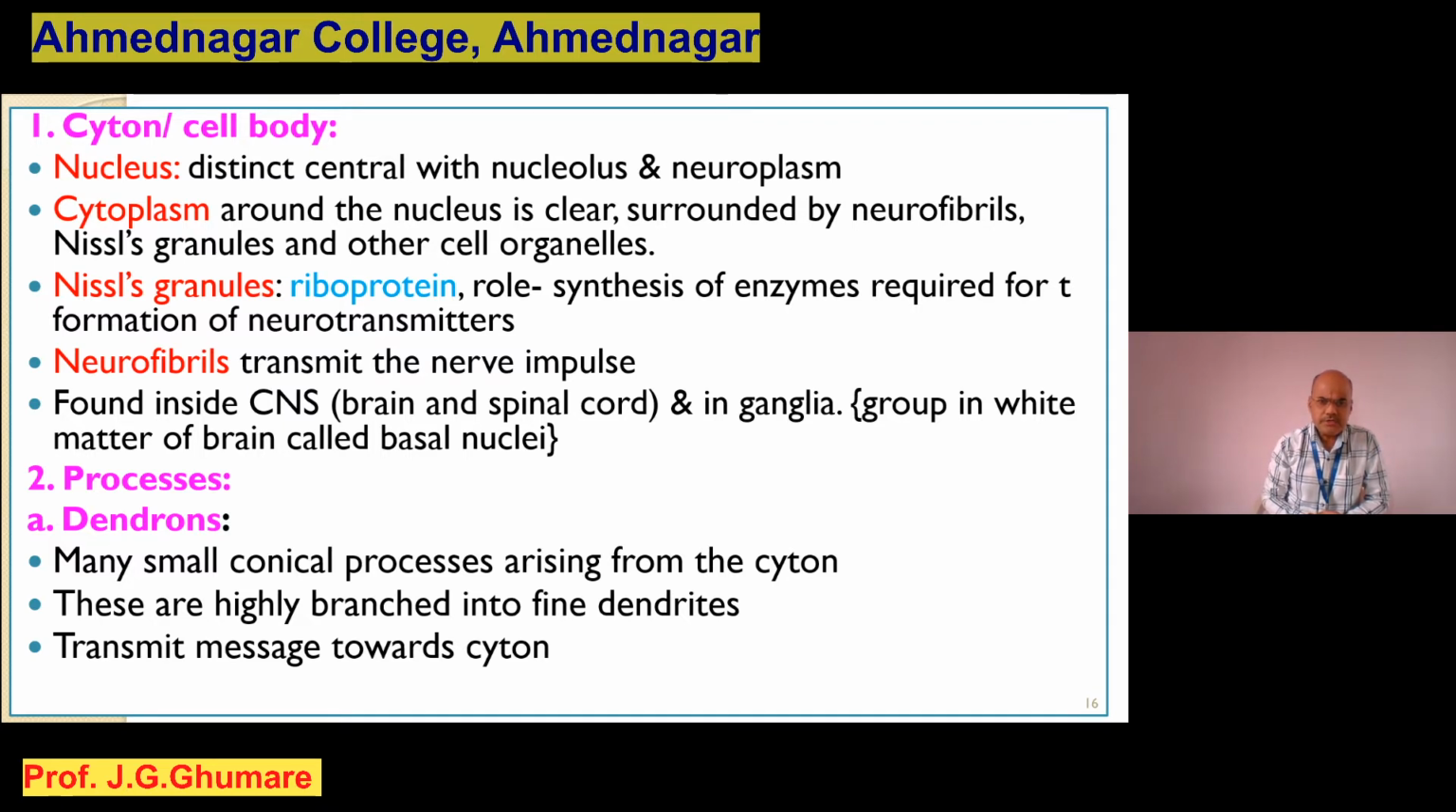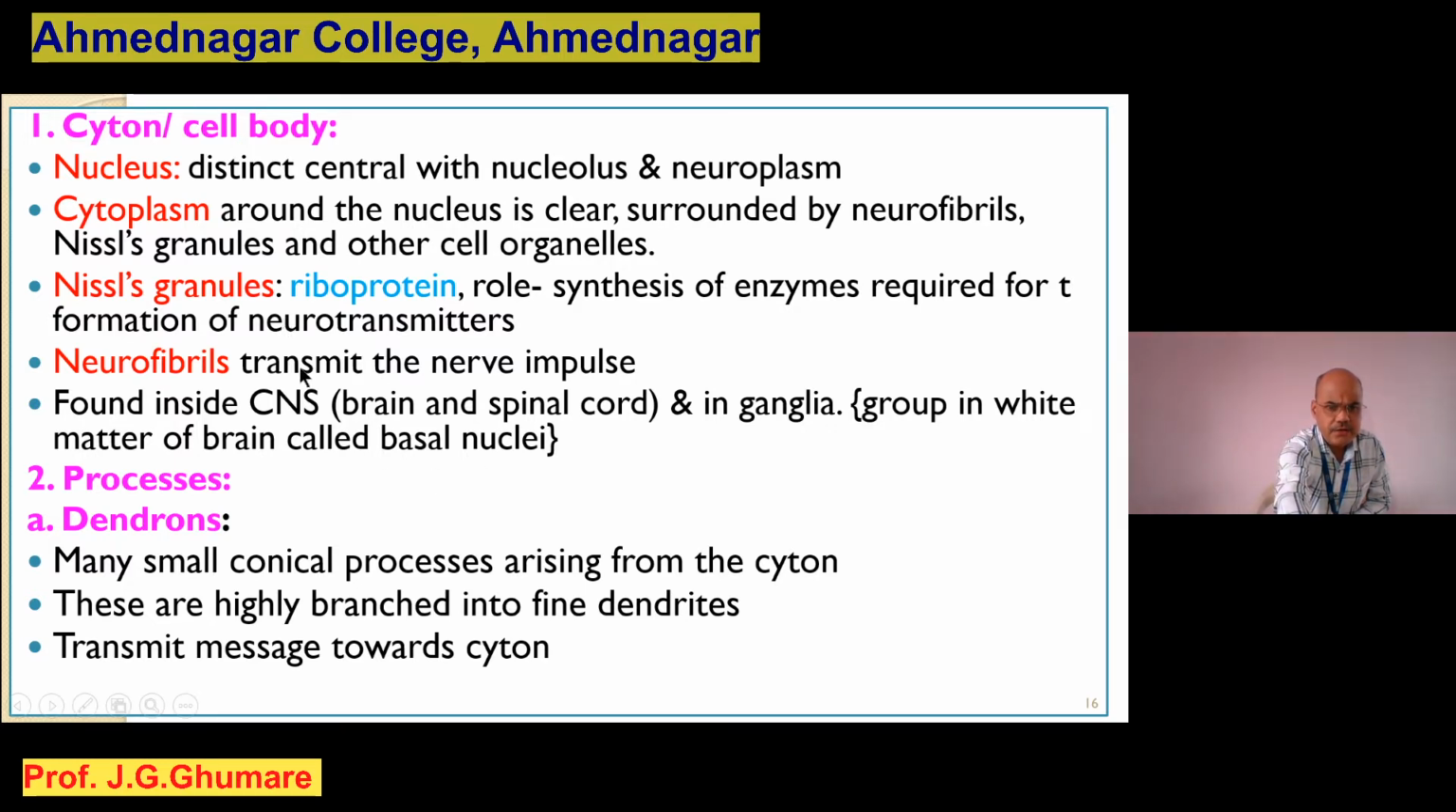Four important structures that we are going to discuss. First one is the distinct and central nucleus with the nucleolus. The nucleus contains neuroplasm. As we all know, the nucleus contains nucleoplasm. Nucleoplasm for the nerve cell is called neuroplasm. Cytoplasm around the nucleus is clear, the one with those fibers called neurofibrils. I told you we'll have granules, Nissl's granules, and many other cell organelles. Two we are going to discuss in detail.